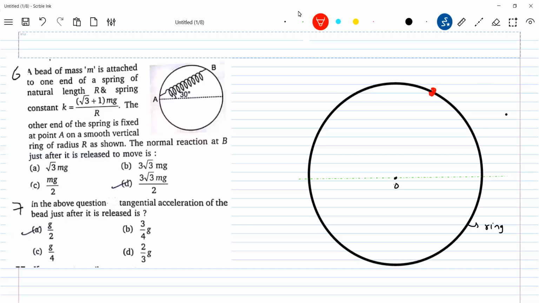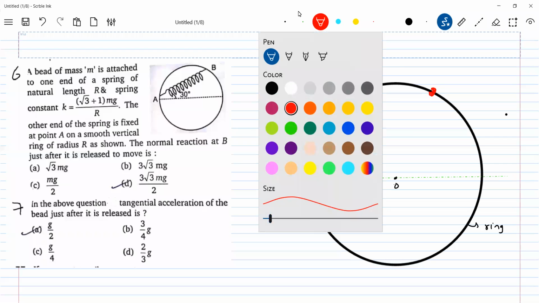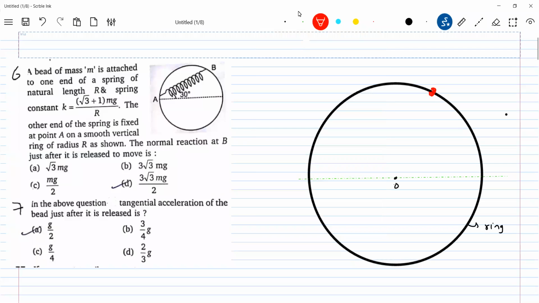Able to understand? Already in earlier classes you have seen, no? So this will be the bead. Now this point is fixed here. Now we'll bring a spring. Spring constant is given a certain value.